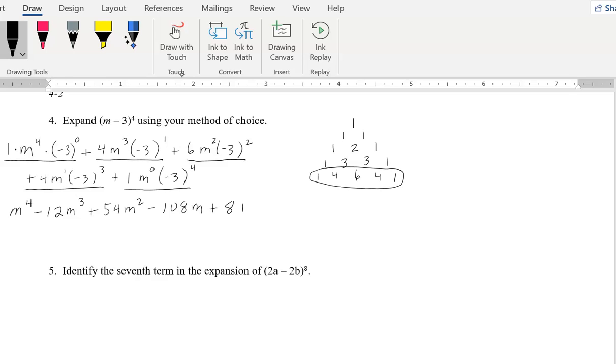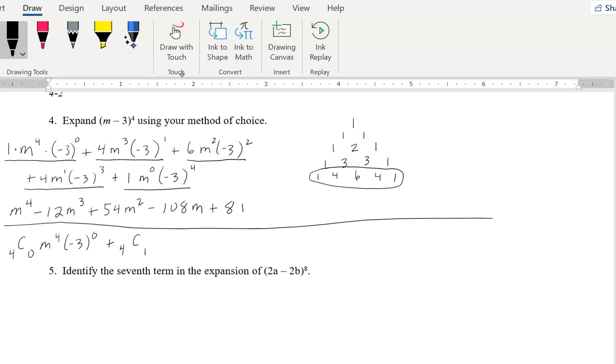you would, instead of using the triangle for these coefficients, 1, 4, 6, 4, 1, you would use combinations. So let me just, if somebody did choose to use the binomial theorem, your answer would look like this. You would start with 4C0, and then you would do the variables just like we did with the triangle, m to the fourth, negative 3 to the 0. Everything else would look just the same, but you're going to calculate these numbers using combinations instead of just pulling them from a particular row in the triangle.